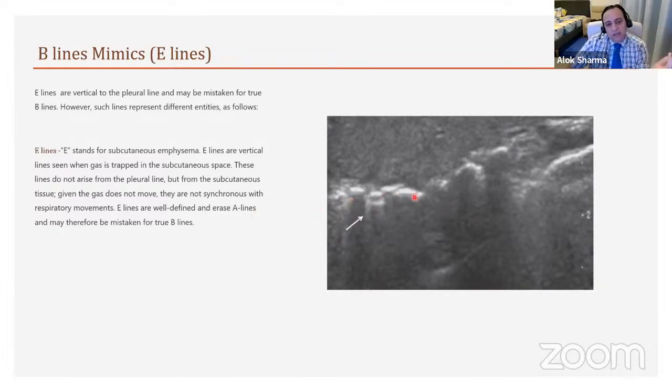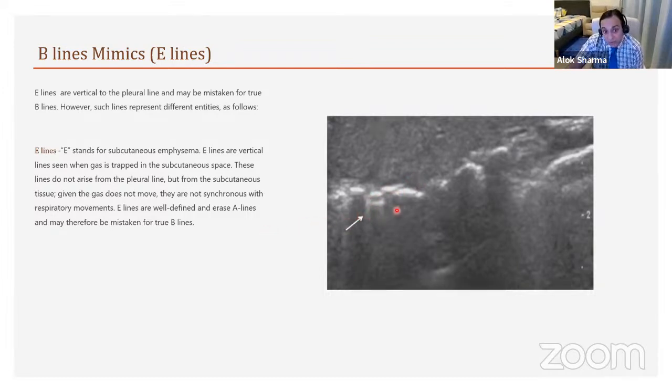The most important thing is that they don't take their origin from the pleural line, which is not seen. The reason you can't see the pleural line over here is that if you have air here, it's going to reflect everything back, so you're not going to see the pleural line below it. Some people can get confused that it's the pleural line. It's not. Actually, these are E-lines. As you see, you will not see them sliding, and you will also see these lines not going to the bottom and not sliding.